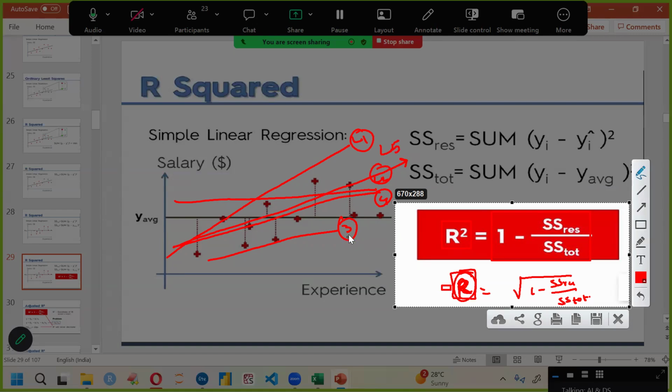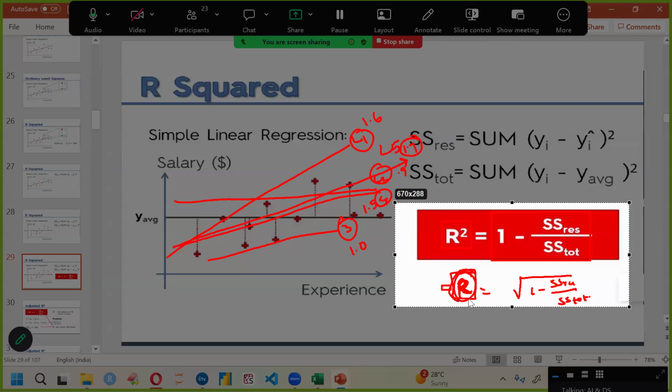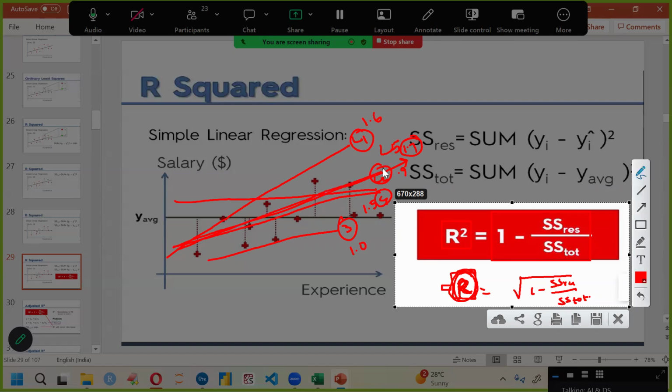A line which has the highest R value. For example, this line has a value of 1.0. This line has 1.5. This line has 1.6. This line has 1.7. This line has 0.9. So what will we take? We'll take the line which has the highest R value as the line which is close to all the points.